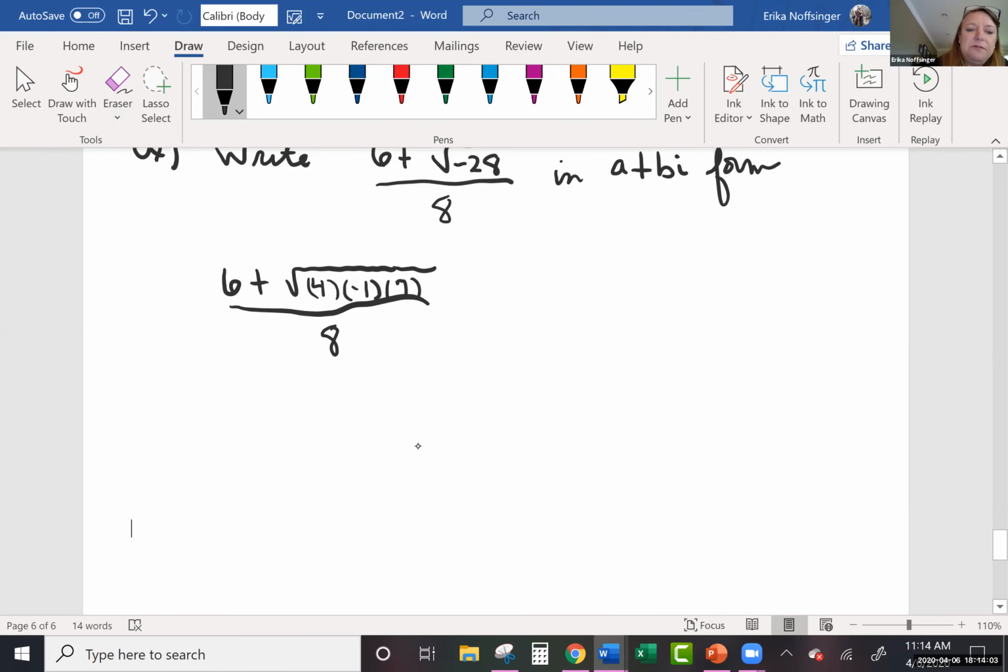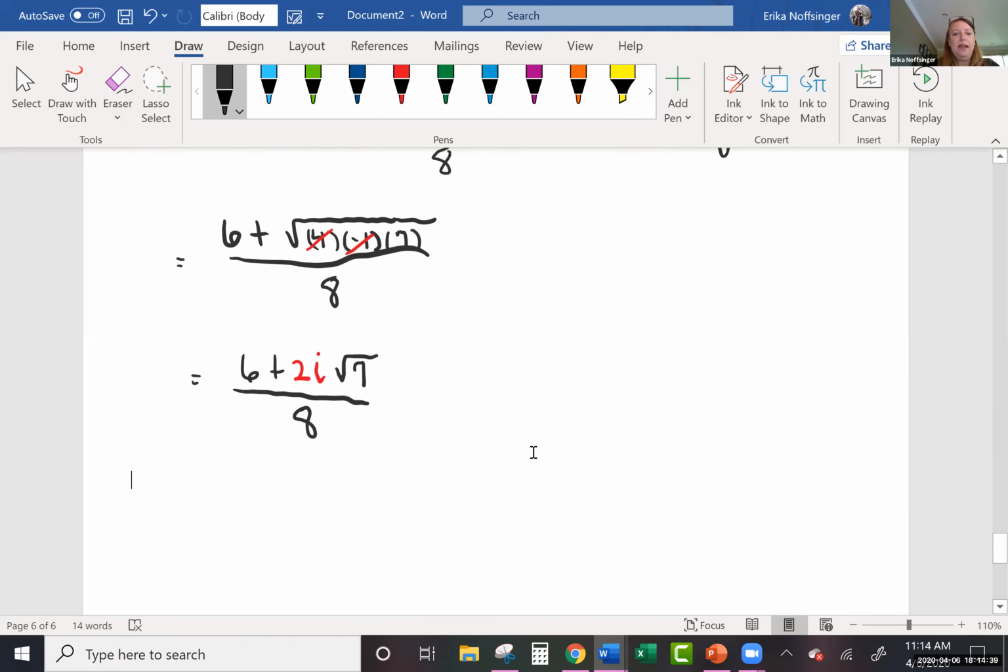So this is equal to 6 plus, if we pull out the square root of 4, that's a 2. Pull out the square root of negative 1, that is i. And we're left with a 7 underneath the square root, all over 8. So in order to be in a plus bi form, this cannot be one fraction, so we need to break this down. I can either break it down now and then reduce, or I can pull out a common factor and then reduce later. Let's pull out the common factor now.